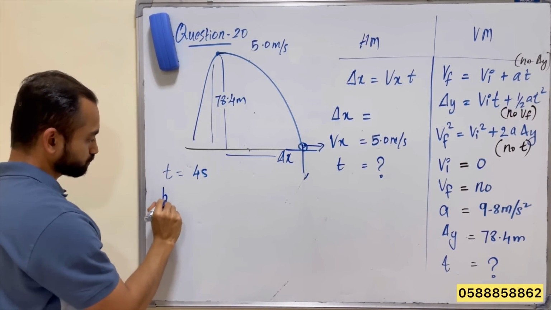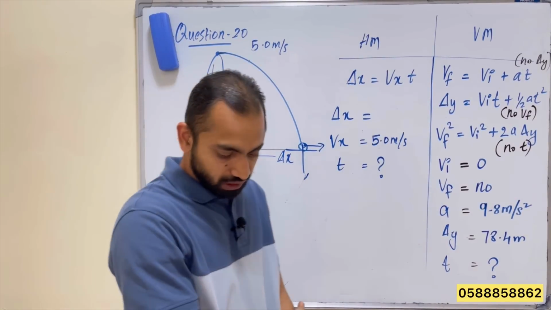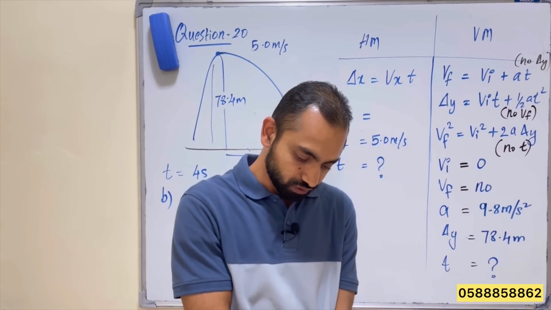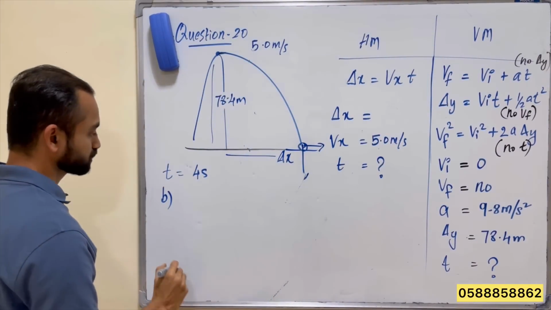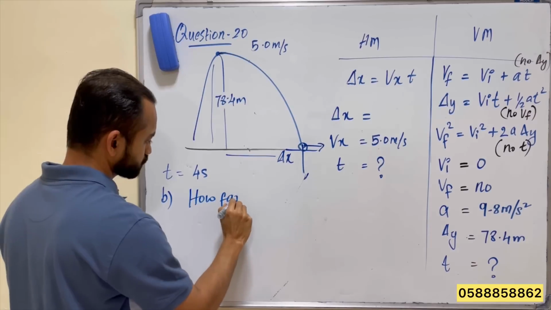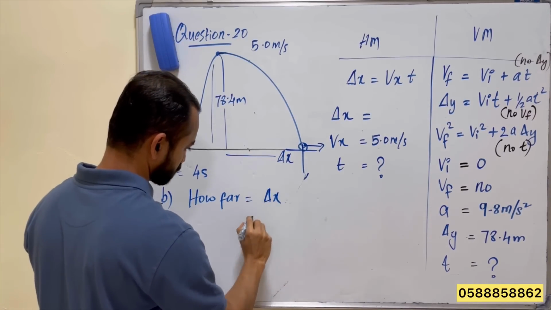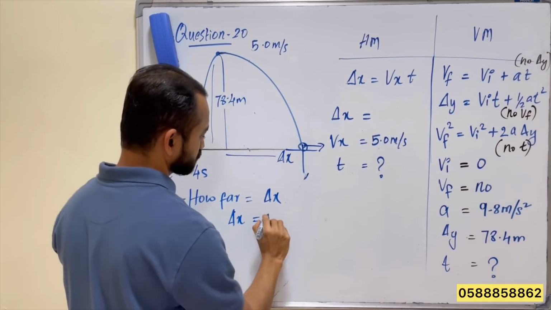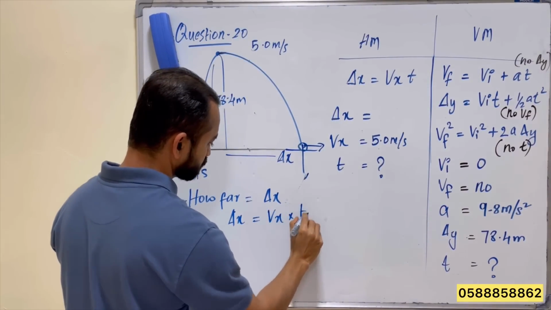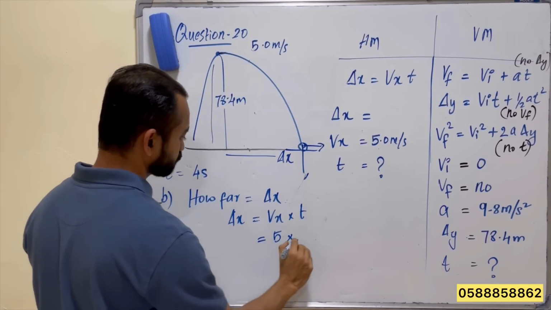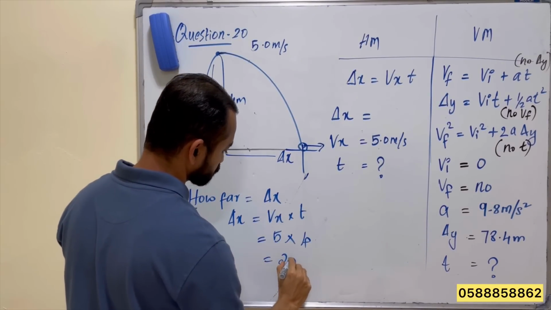Then what is question B? In question B, we have to calculate how far from the base of the cliff the stone hits the ground. How far means delta x. Delta x you can calculate as Vx into t. T you already got, right? Vx is 5, and t you already calculated as 4. So 5 into 4 is equal to 20 meter.